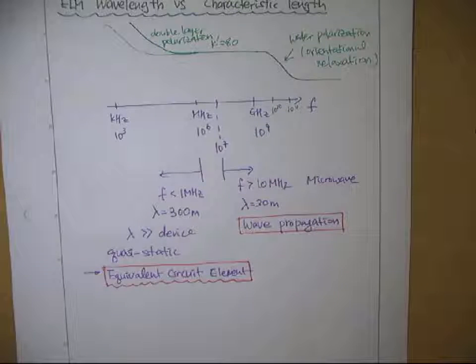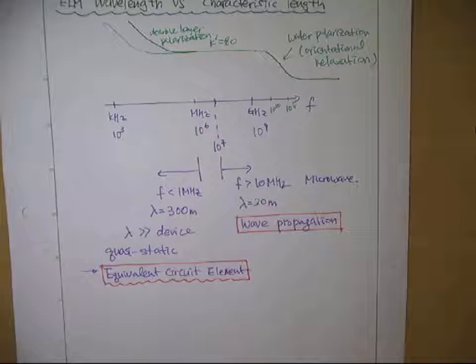So when we measure the electromagnetic properties in low frequency, less than 1 megahertz, then we can think of the soil as a circuit element, like a resistor or capacitor or inductor, right? But when the frequency is larger than 10 megahertz, then you can think of the wave just propagating like a light, right? Or the laser.